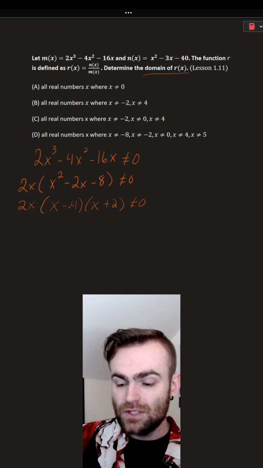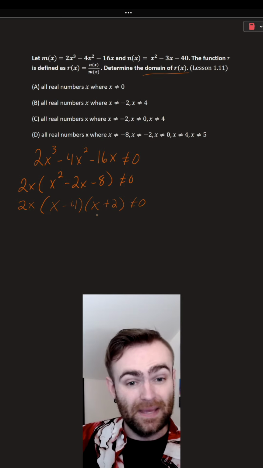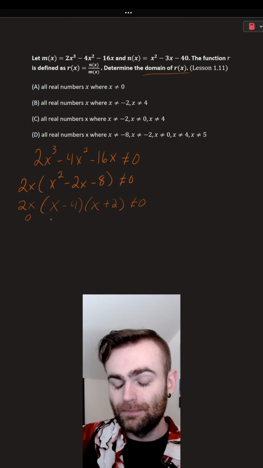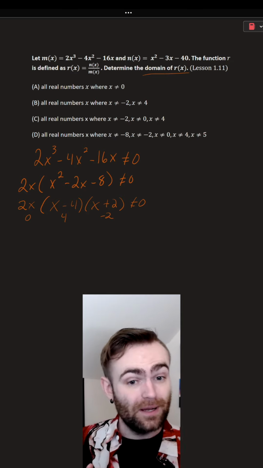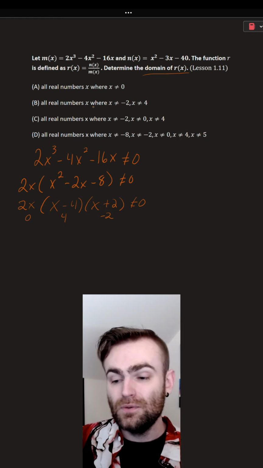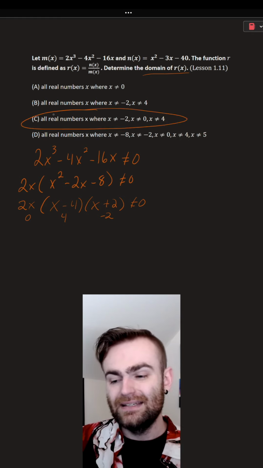So we're going to look at each of these separate factors and see what makes them 0. For the first one, it's only 0 when x is 0. The second one here is 0 when x is 4. And the third one here is 0 when x is negative 2. So we can have all real numbers except for 0, 4, and negative 2, which means that C is the correct answer.